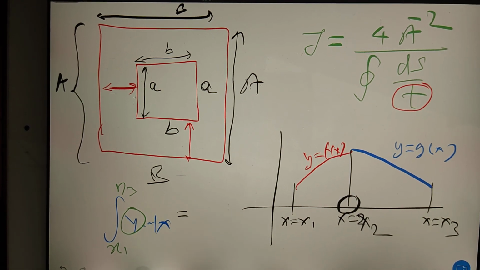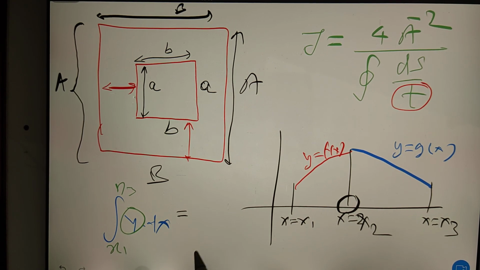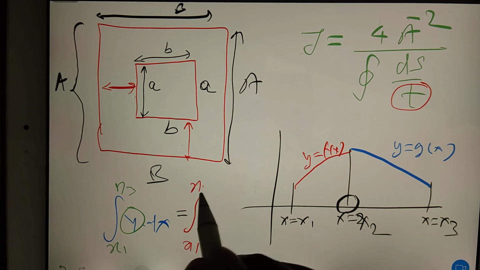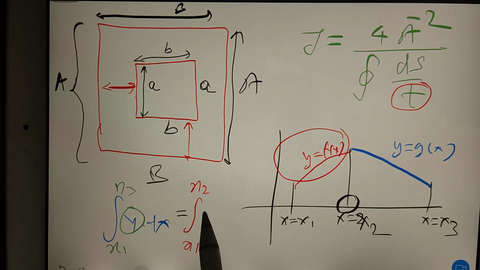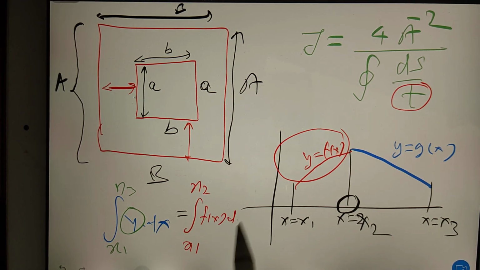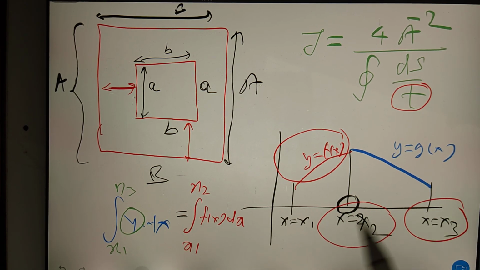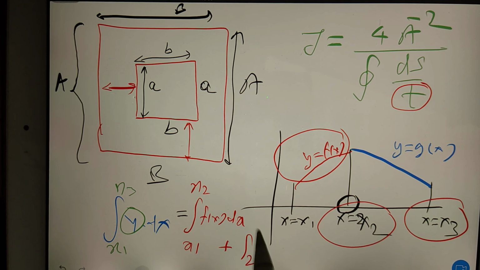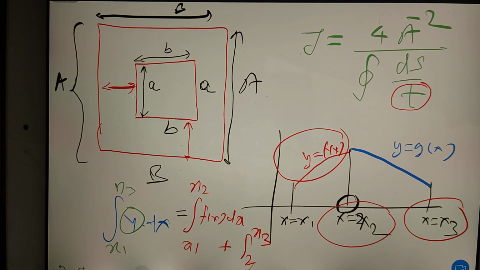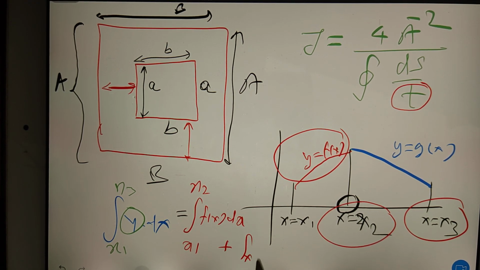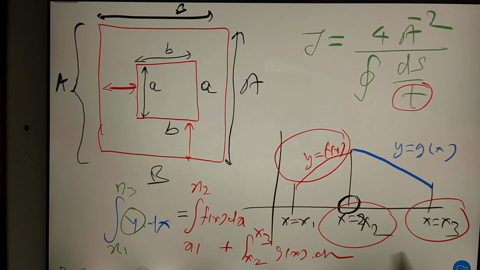So what will I do? I will split this integration. How can I split it? From x1 to x2, I will integrate this function, the y value I will write as f(x) dx, and from x2 to x3 I will write plus integral from x2 to x3 of g(x) dx, right? So this is how we used to do.